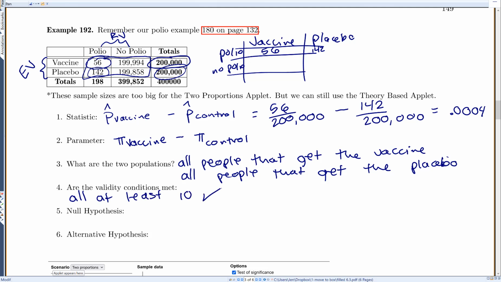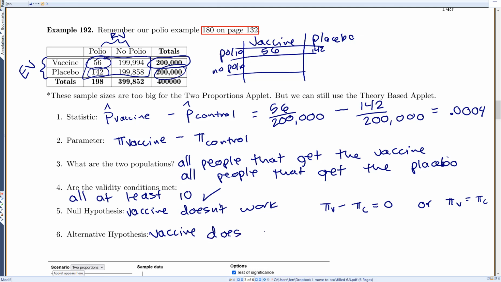Okay. The null hypothesis would be that the vaccine doesn't work, or that the population proportions are the same. So the population proportion for vaccine minus the population proportion for the control should just be 0, because they should be the same. Or you could think about it with an equals: the population proportion for V equals the population proportion for the control. And the alternative then is that the vaccine does work.